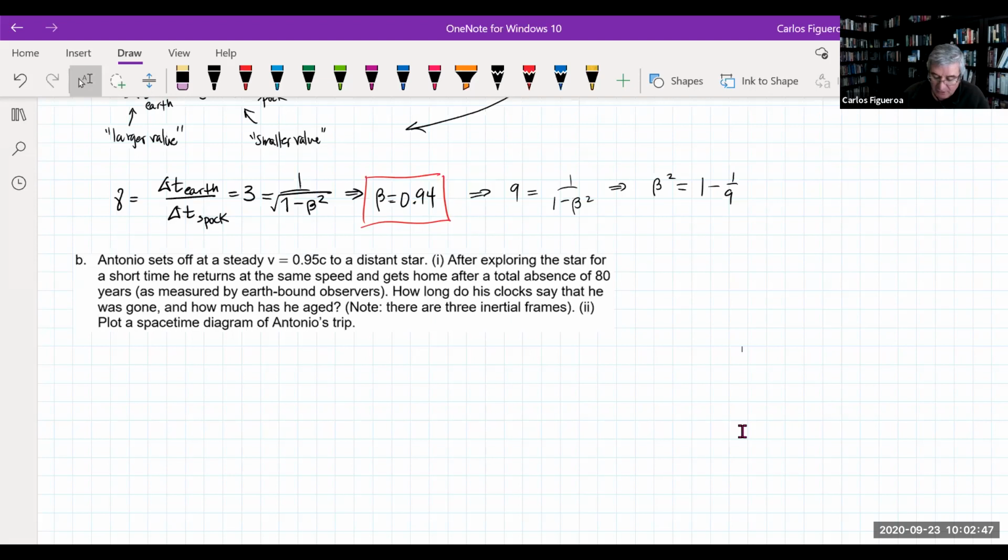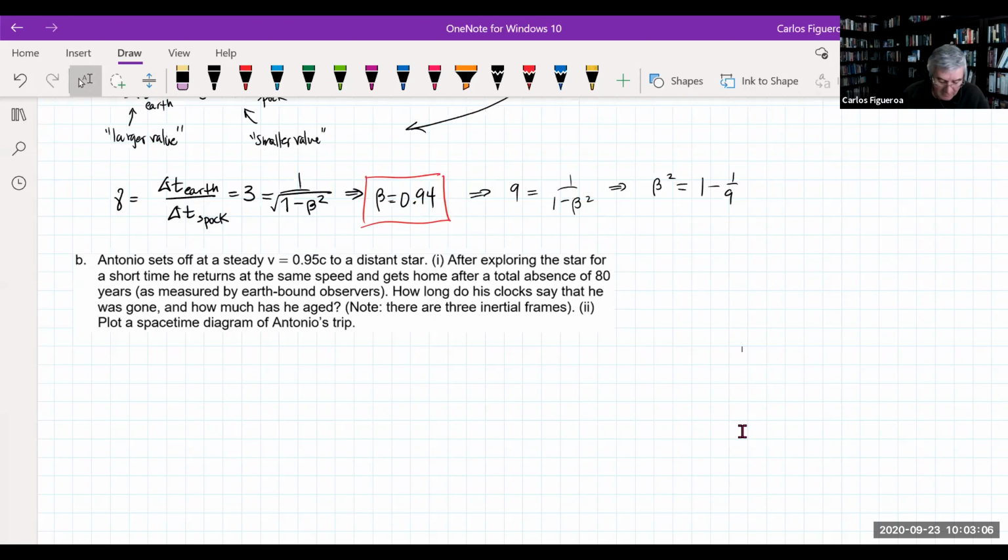So it says here, Antonio sets off at a speed of 0.95 c to a distant star. After exploring the star for a short period of time, he returns at the same speed and gets home after a total absence of 80 years, as measured by an earthbound observer. How long do his clocks say that he was gone, and how much has he aged?